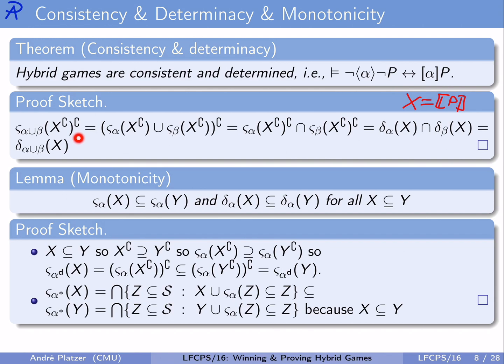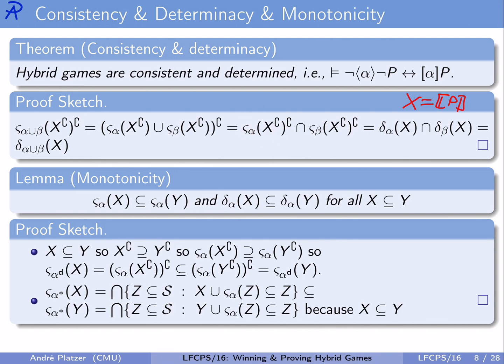So let's do that. The winning region for the game of choice, well, that's the union of the winning regions. Okay, that makes some sense. Now, since we have the complement of the union, that distributes by De Morgan's laws to be the intersection of the complements. Well, but then by induction hypothesis, alpha is a smaller game than alpha choice beta.